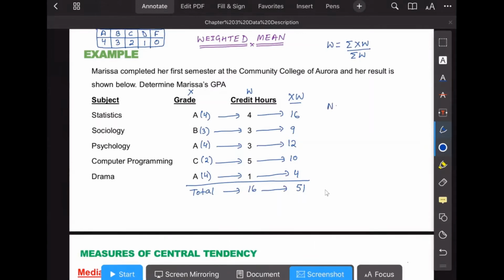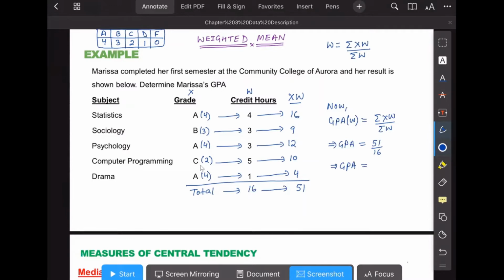Now let's find the weighted mean, or GPA. Now GPA is the weighted mean, which is given by the formula sum of X times W divided by sum of W. So this implies your GPA is equal to sum of X times W, which is 51, divided by 16. And I told you this will not be close to 4 because in the 5-credit class, she got C. So let's divide that. How much is 51 divided by 16? 3.1875.